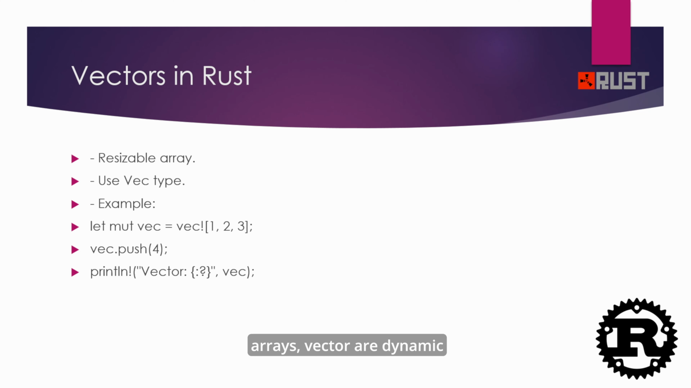Unlike arrays, vectors are dynamic and can grow or shrink in size. They are defined using the vec type. Vectors are ideal for handling variable sized data. We will practice creating, modifying, and accessing vectors in upcoming videos.